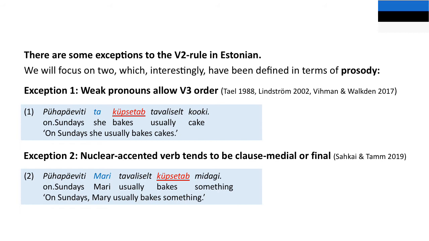The second exception concerns the placement of the finite verb. When the finite verb receives a nuclear accent, it tends to occur later in the clause. This is illustrated in example 2. Pühapäeviti Mari tavaliselt küpsetab midagi. Literally, on Sundays Mary usually bakes something.